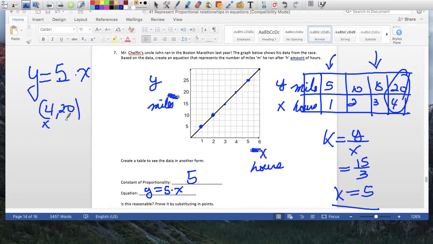So this is my x, this is my y. So let's substitute. So I get 20 equals 5 times 4. And obviously that is correct. So my equation is definitely the right equation.